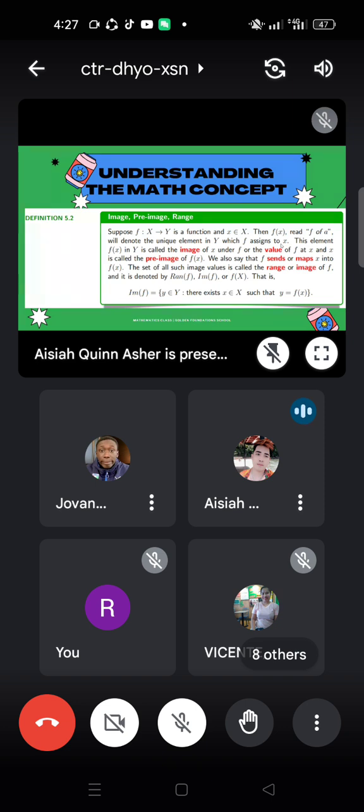Range of f is equal to the set of y element of Y such that there exists x element of X. In other books, range of f is also denoted as image of f or f of big X, okay? Yes, sir. So those are the image.